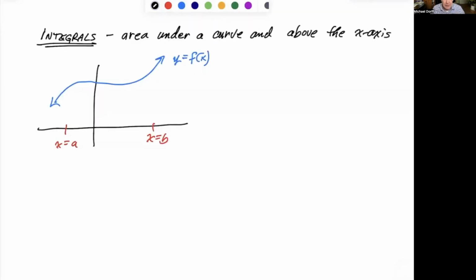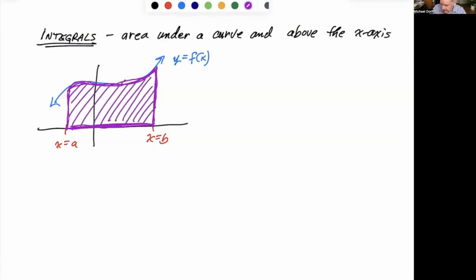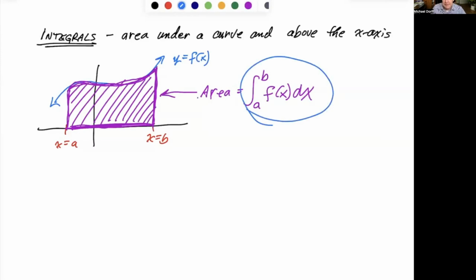What is the main idea of integrals? Well, it's the area under a curve above the x-axis. I want to find the area under that curve above the x-axis. It's going to be in this kind of area here. So it's below that blue graph there, and it's going from A to B, and it's above the x-axis. So this whole area here can be represented by an integral. That area is equal to this integral, which is written as the integral from A to B of f of x dx.